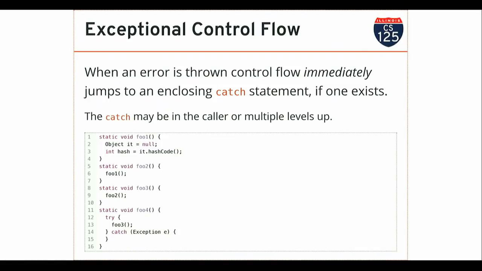So this is even more confusing than you thought originally, right? It's not just that I jump into a catch block, it's that I can jump into a catch block that can be multiple levels up from where the code is actually running. Again, if I don't find a catch block that can catch that exception, the program crashes. But Java will look in the function that called that function, the function that called that function, the function that called that function, all the way until it finds either a catch block that works or no catch block, in which case the program execution will stop.